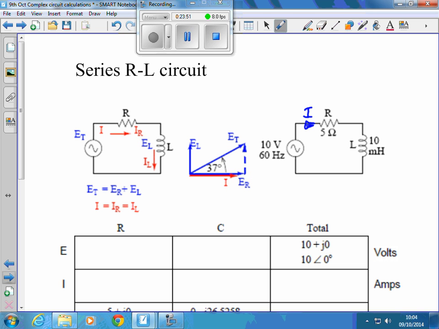So we got our current phasor in red there, and then the 3 voltages. So we got the voltage associated with the resistor.